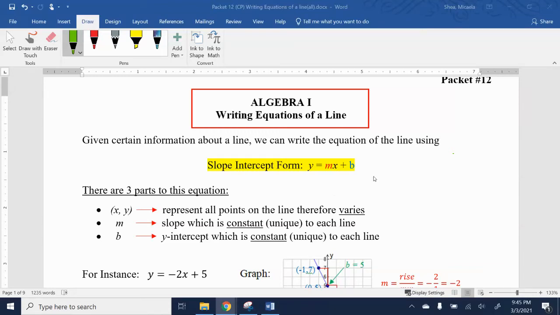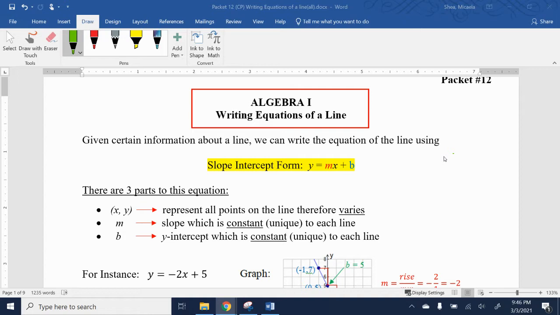Hi, everyone. I am not going to make it into class today, so I just wanted to go over some notes. We are now looking at packet number 12, which is available in the classroom. And we've been talking about equations and looking at how to graph an equation. And now this time we're going to be talking about how to write the equation.